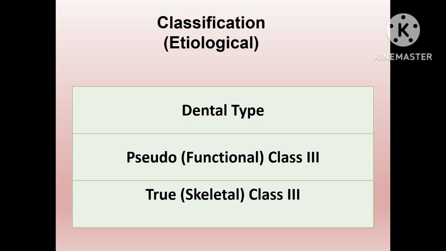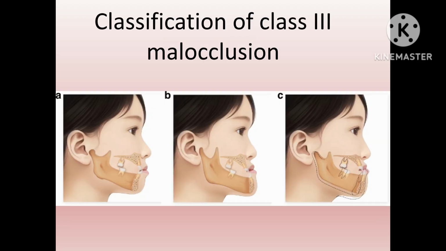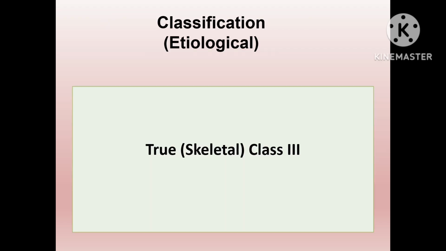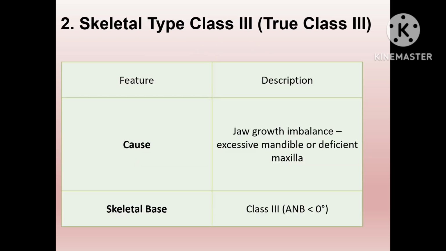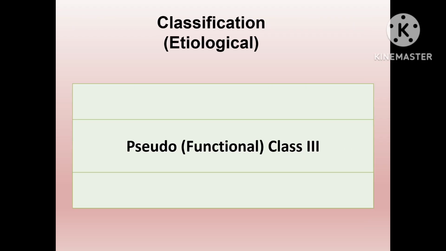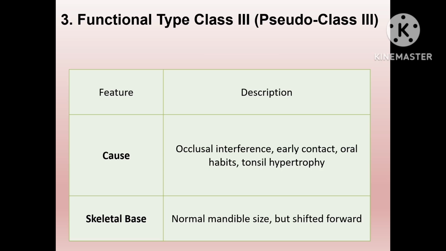Malocclusion can be classified into dental, skeletal and the functional based on the etiology. The dental type arises from tooth alignment issues with normal jaw growth. The skeletal type, also known as the true class 3, is due to abnormal mandibular or maxillary development, often presenting with ANB angle less than 0. The functional type or the pseudo class 3 results from forward positioning of the mandible due to occlusal interferences and typically shows a mild reverse overjet.